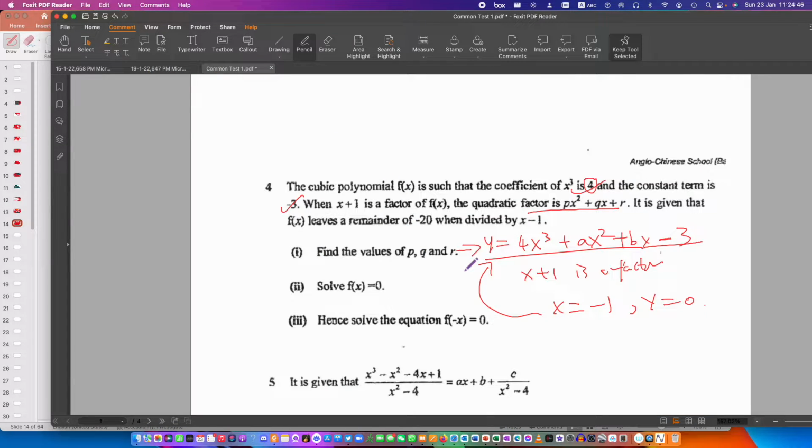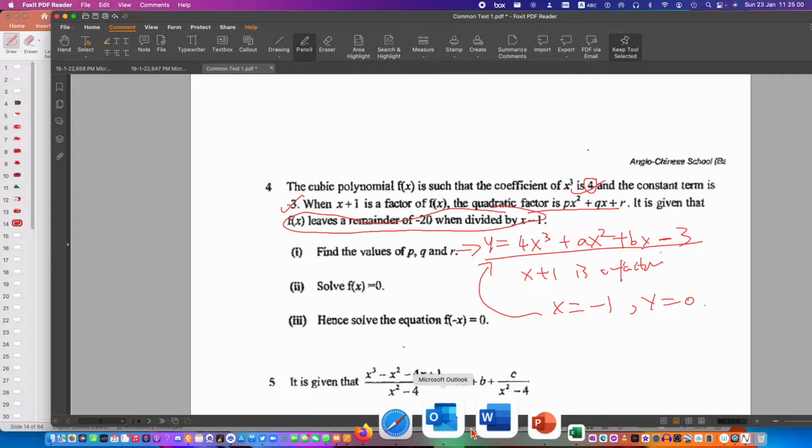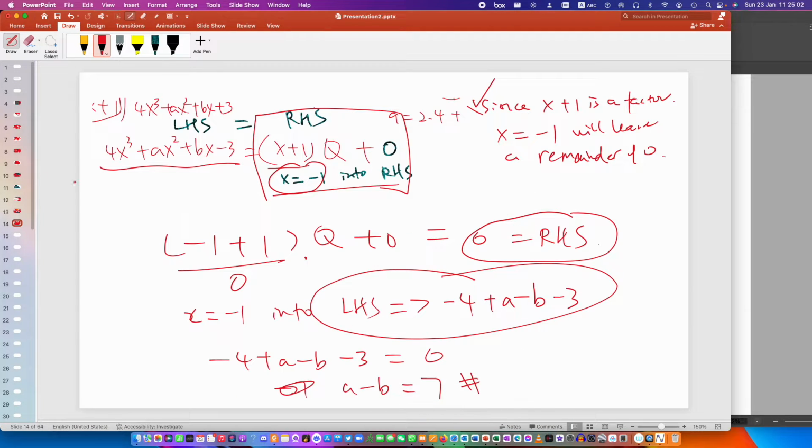So right now what we're trying to find. Now here you can do this. It leaves a remainder of negative 20 when divided by x minus 1. So I make use of this. I do the same thing, RHS and then LHS. So right now what are we trying to find?